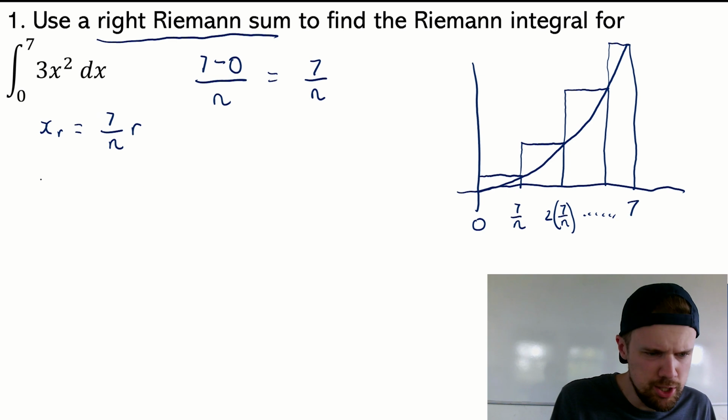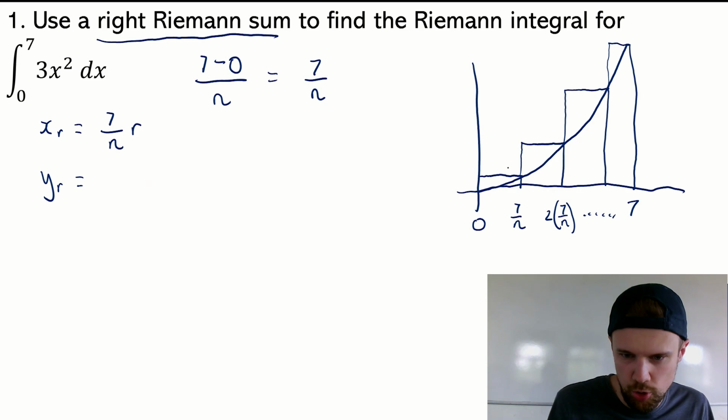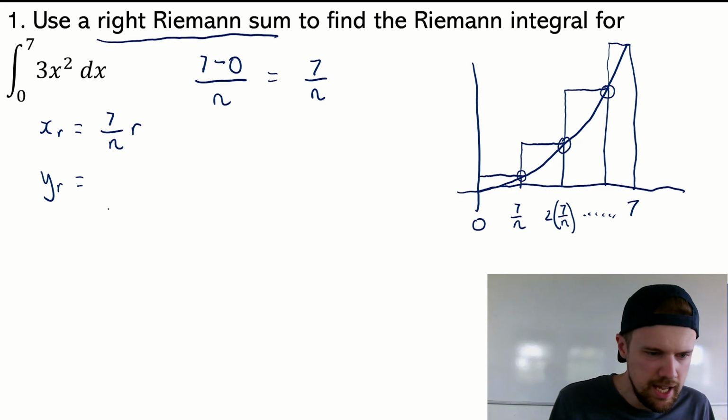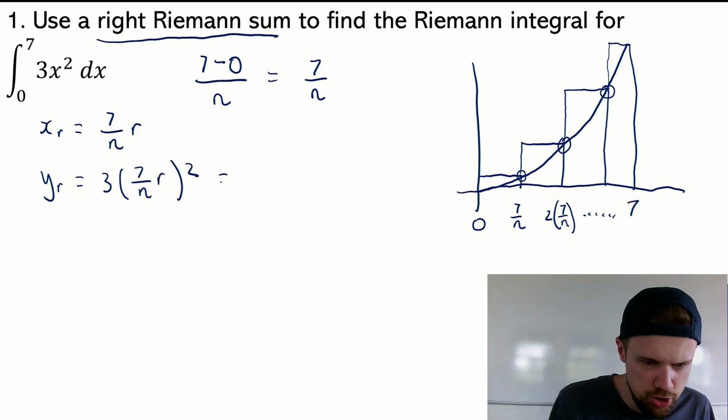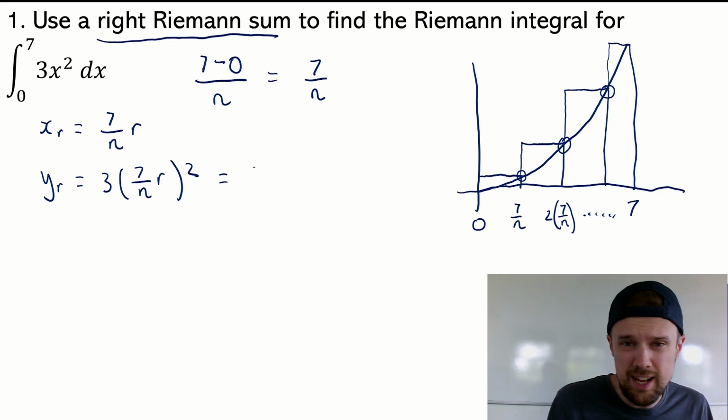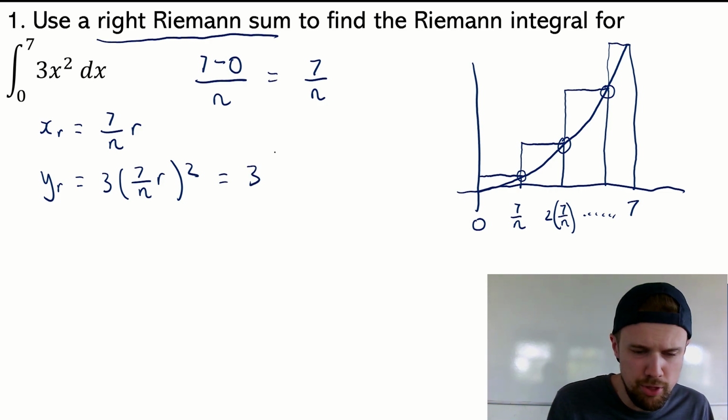That's quite nice because then it means we can work out the sequence giving the y coordinates for these points that are here, here, here, etc. And that would basically just be formed by taking our x values and plugging into the function. So 3 lots of 7 over n lots of r all squared, like so, which of course you could go ahead and simplify, but really I'm not going to fully simplify them. I'm going to keep the 3 out the front.